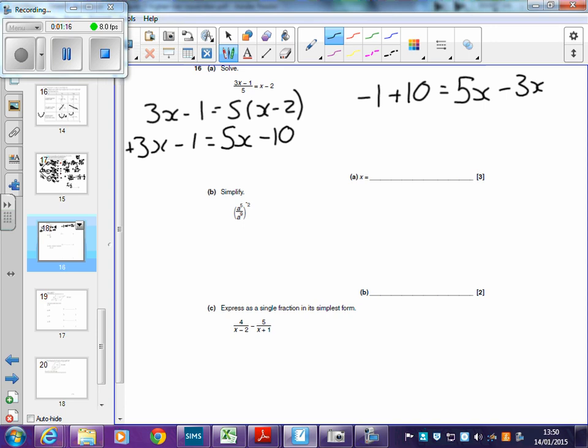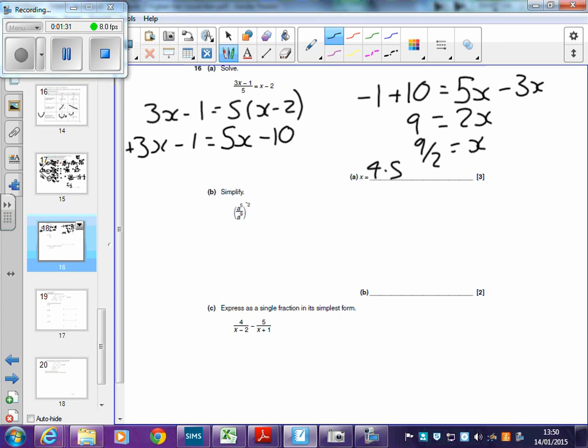Minus 1 plus 10 is 9. 5x minus 3x is 2x. So then divide to finish. 9 divided by 2 is x, or you can write 4.5. Either of those will get you the marks, 9 over 2 or 4.5.